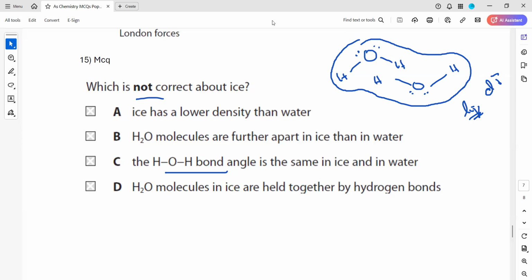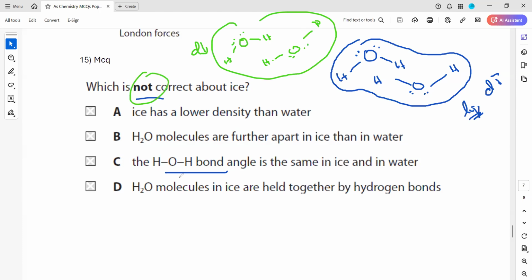But the same thing, when H2O molecules are coming closer to another molecule, these bond angles slightly change. And when these bond angles slightly change, due to repulsion between the two molecules, the space between the molecules increases. So as the space between the molecules increases, density will decrease. So which statement is not correct? The HOH bond angle is same in ice and water. That is not correct. They have different bond angles.